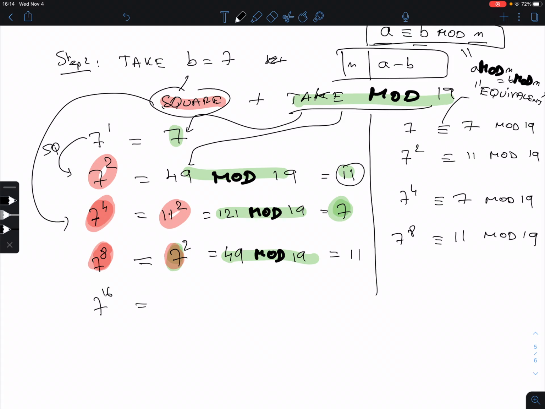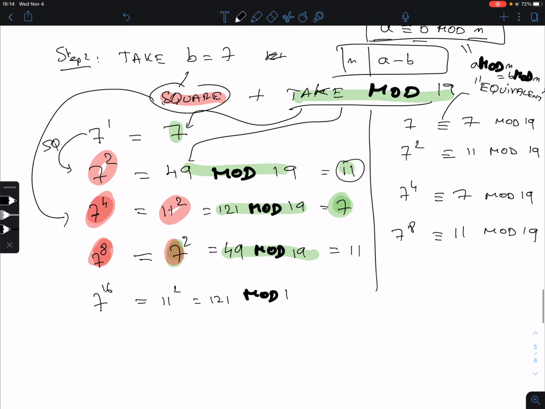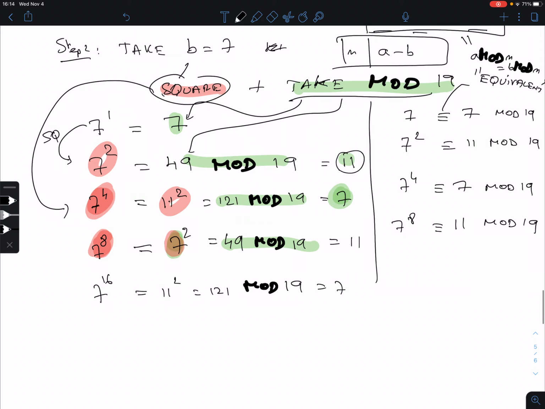What do I get if I square 11? So 11 squared is 121, and I calculate this again mod 19. And we have already calculated that it happens to be, again, 7. So what we find is that 7 to the 16th is equivalent to 7 mod 19. I reiterate, the fact that we get the same numbers here is just coincidence. Normally these are going to be all different numbers, all smaller than 19, because they're all remainders.